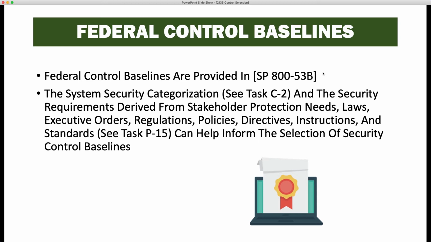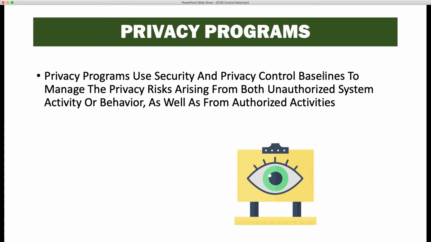We can pick one of these baselines from 800-53 Bravo, and it gives us a set of controls to start with. And that's easy enough. If we fall in the category that can use that, then we just pick one of the control baselines and we finish this task. We have our control baseline. Privacy programs use security and privacy control baselines to manage privacy risks arising from both unauthorized system activity or behavior as well as from authorized activity. So we want to control both unauthorized and authorized activities around our privacy. Privacy protection is important, and it's growing in its importance over time.